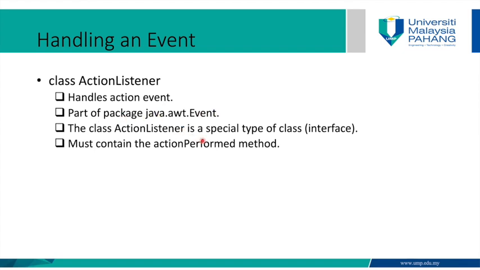And then the class ActionListener is a special type of class. It's an interface, like we learned in our previous chapter 8. What is an interface? An interface contains all abstract methods. That is how the action listener works too. And it must contain the actionPerformed method. If you want to use it, you have to include the actionPerformed method in your action listener class.